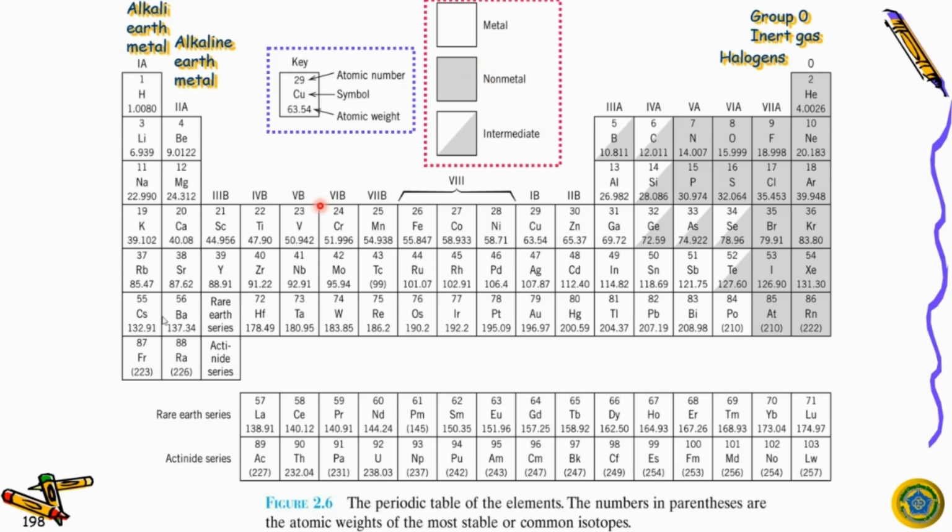Okay, and this simple periodic table tells us that if there's no color in the box, it represents metal. So you know that most of the elements in the periodic table are metals. And this is non-metal, only this small portion. And this is intermediate, which means what? Semiconductor.